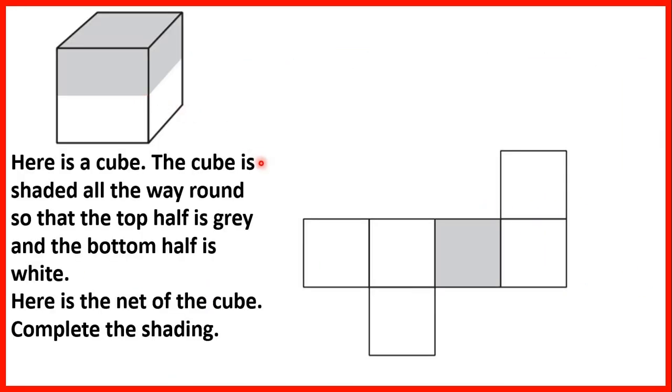Here is a cube. The cube is shaded all the way round so that the top half is grey and the bottom half is white. Here is the net of the cube.